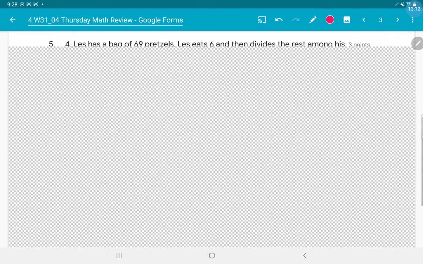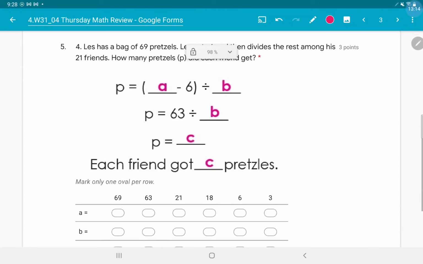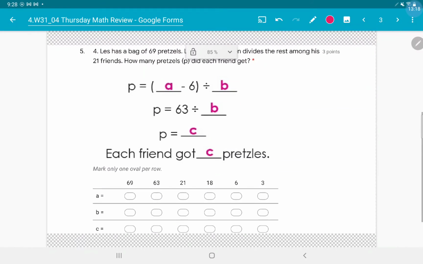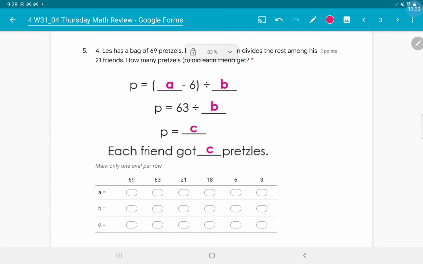All right. The next one says Les has a bag of 69 pretzels. Les eats 6 and then divides the rest among his 21 friends. How many pretzels did each friend get? So looking at that first line, how many did he start with? He started with 69. And then what was the first thing that happened?